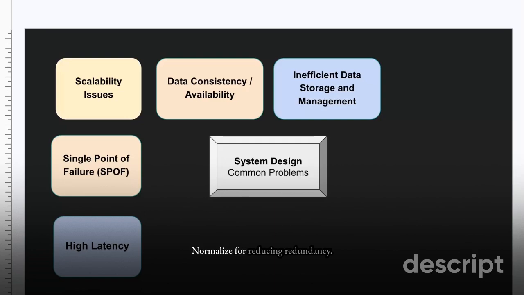Normalize for reducing redundancy. We have gone through 3NF, BCNF kinds of normalization. Use them properly. Denormalize for read heavy applications. Optimize your queries for read heavy applications as per the need. Use a NoSQL database for scalability when needed, like MongoDB, DynamoDB. There are a number of solutions available for that.